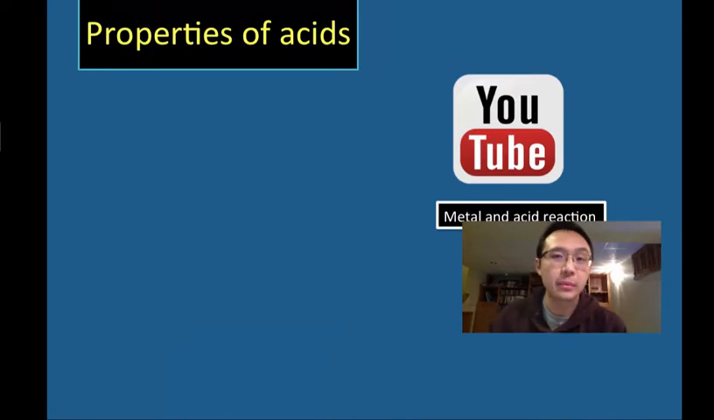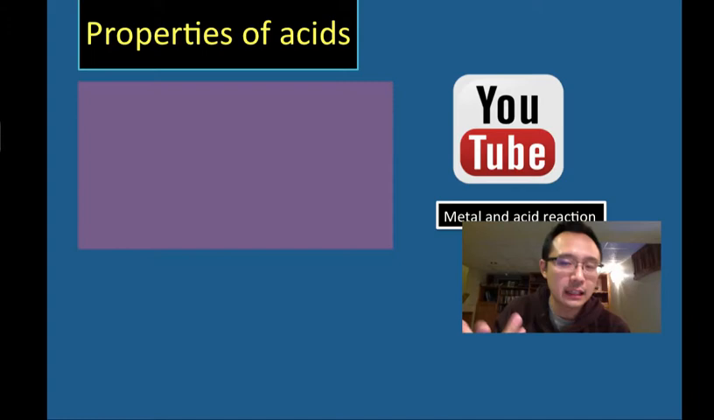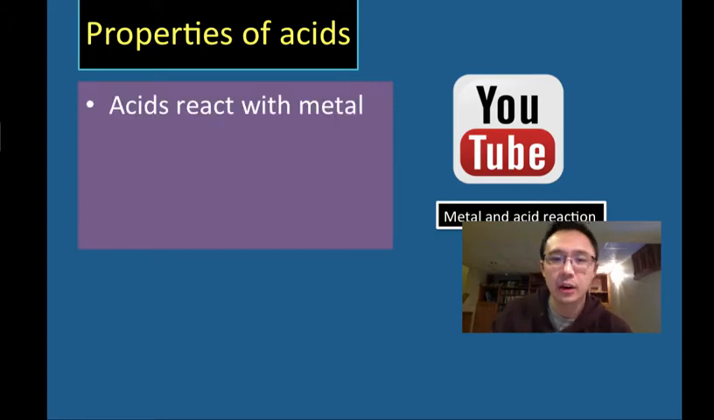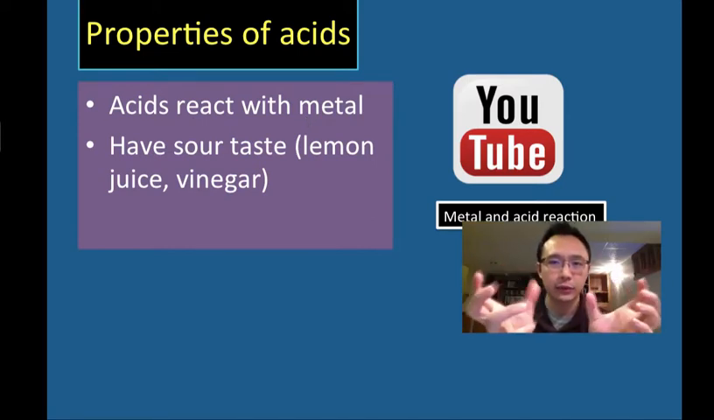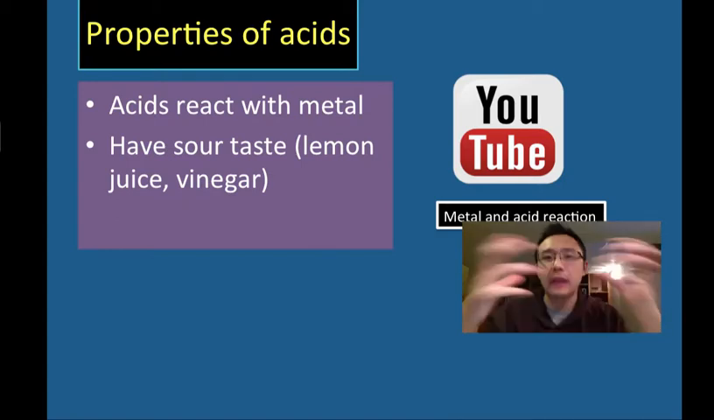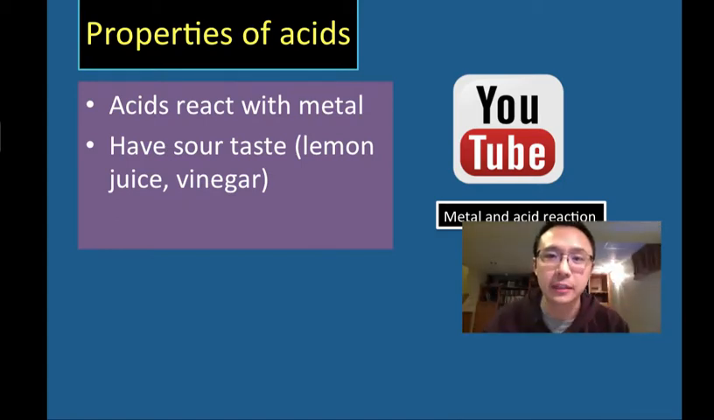So what are some properties of acid? Well, you might have even tried some of this already because you have tasted a lemon and you know lemons are sour, right? And vinegars are sour. That's a property of acid. Another property of acid is that it reacts with metal. If you ever watched my YouTube video about zinc and hydrochloric acid mixed together, it undergoes a single displacement reaction, which gives off a lot of hydrogen gas, which we can light on fire.